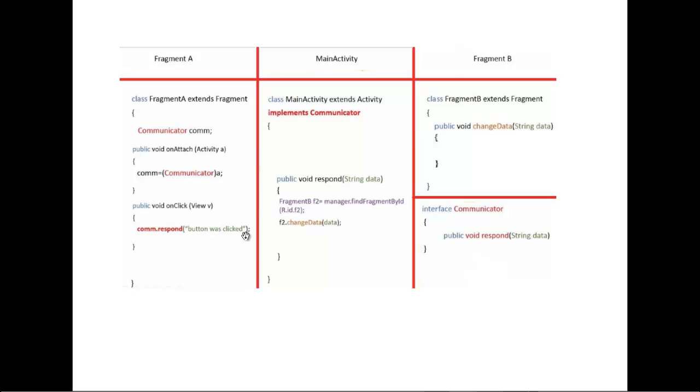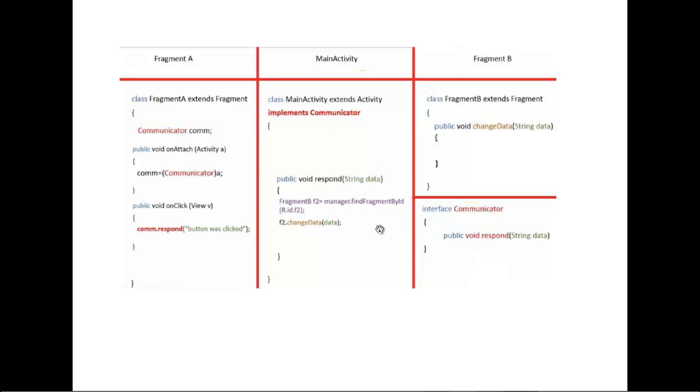Indirectly I am passing the string from fragment A to the main activity respond. When this button was clicked, the message came here. From here, change data, the same data I am passing to fragment B. So the communication goes from fragment A to main activity to fragment B via an interface.